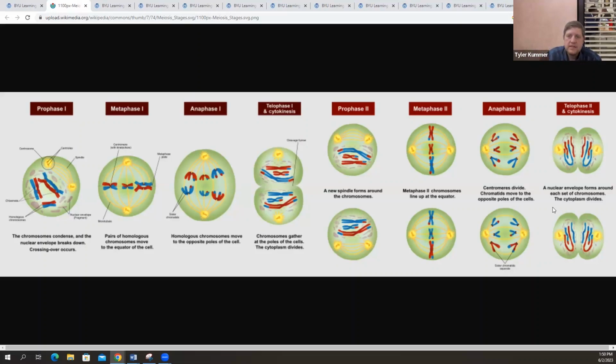The purpose of meiosis is really about reproduction. It's different than a process called mitosis, which we will cover next week. There are some similarities, but this is the one we need to know right now to understand genetics.